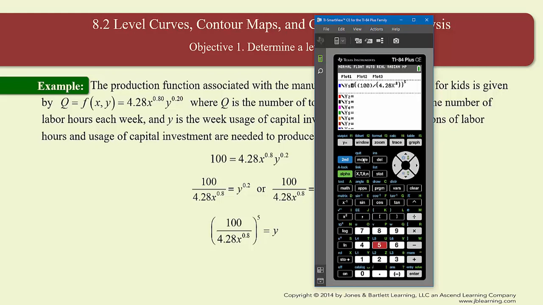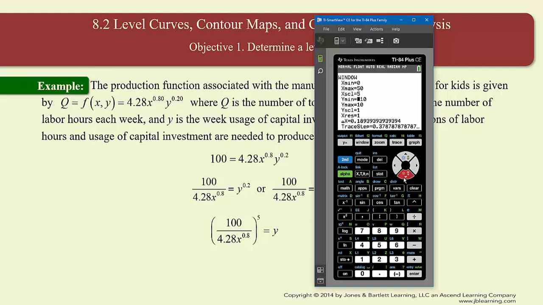And now my viewing window. Folks, I have no tricks, tips, secrets for you here. When I look at these graphs, I always start off by making a guess at the viewing window. For starters, I know I don't need negative values for x because x represents labor hours. That would make no sense, a negative number of labor hours. So I can tell you your x min should always be 0. X max, I'm going to make a guess here of 50, and then I'd probably scale by 5s.